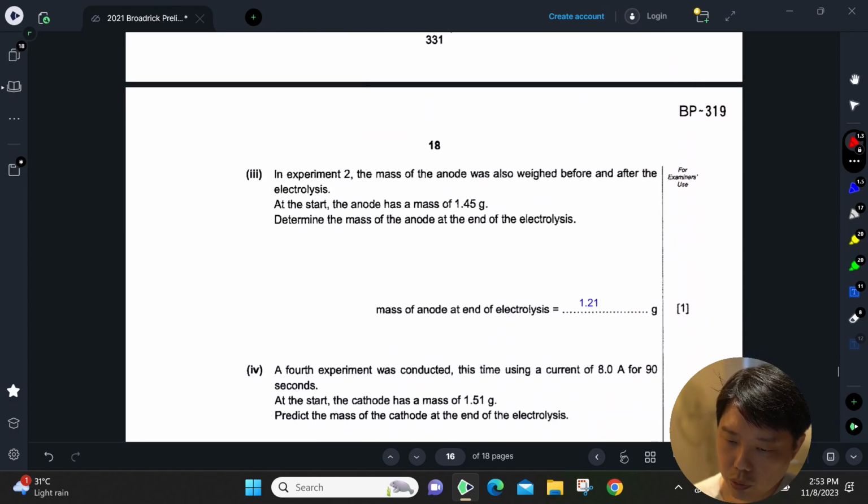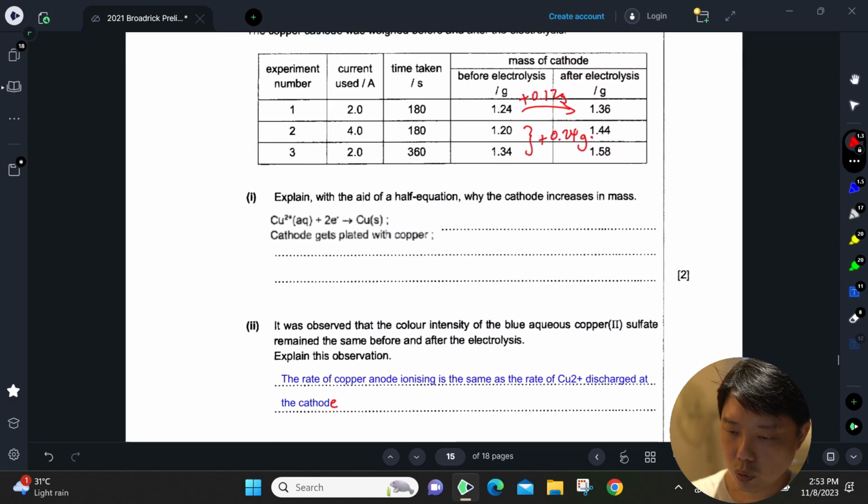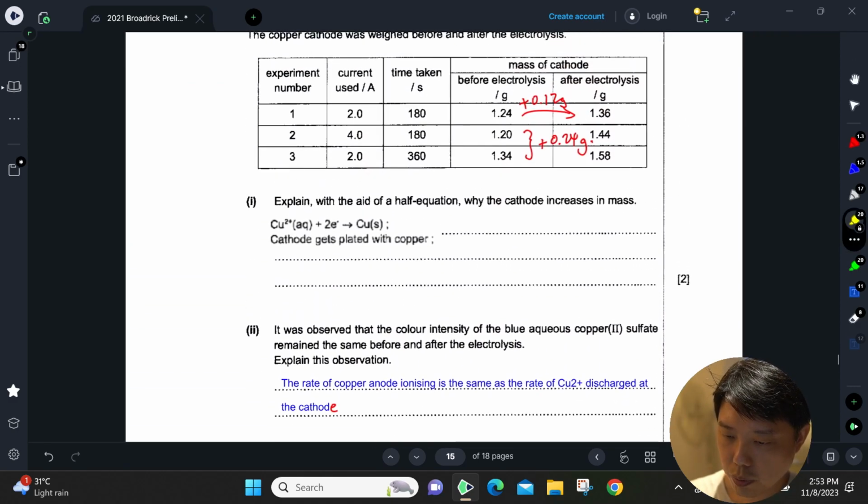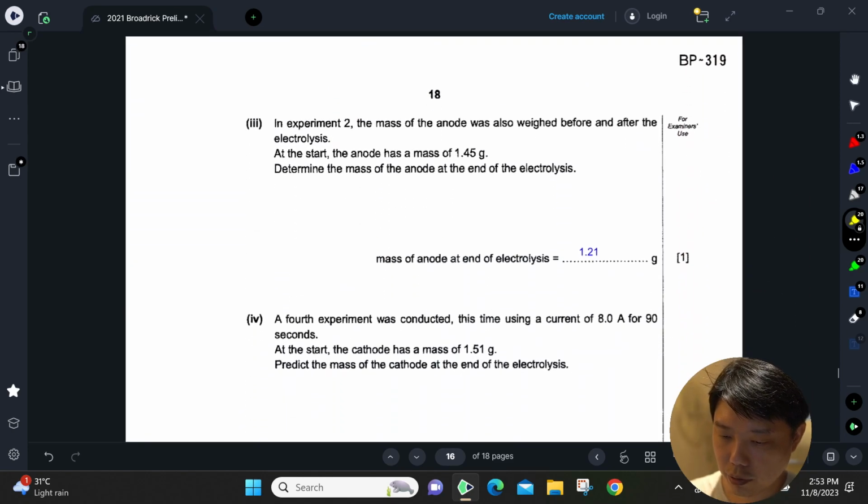In experiment 2, the mass of the anode was also weighed before and after. At the start, it has a mass of 1.45. What is the mass at the end of the electrolysis? For the cathode in experiment 2, we increased by 0.24. Here, we should actually decrease it by 0.24 to get 1.21 grams.